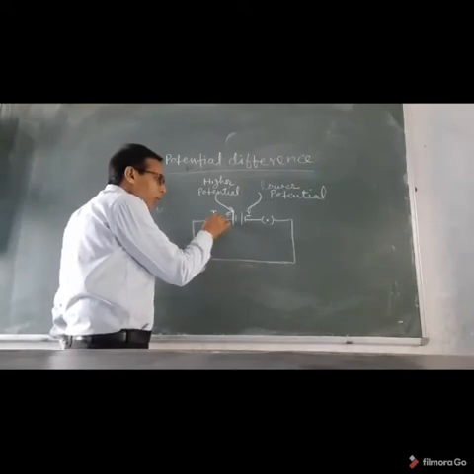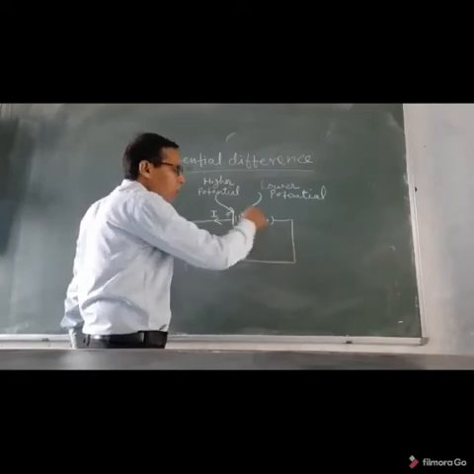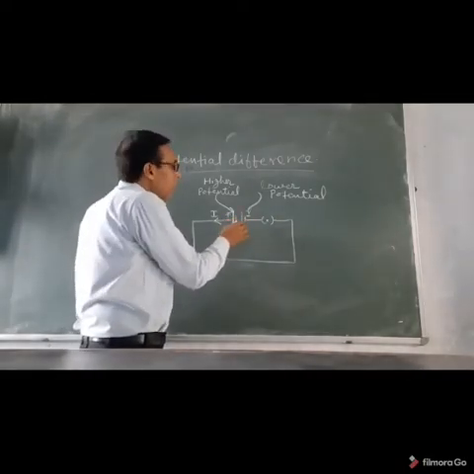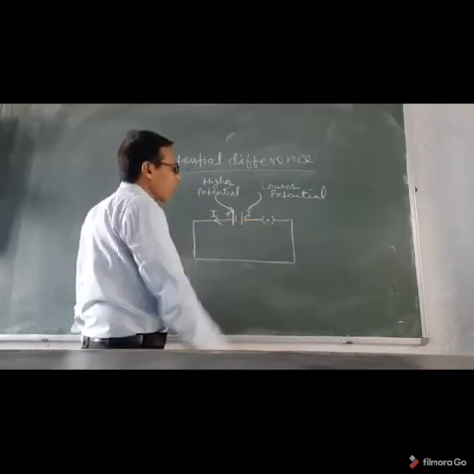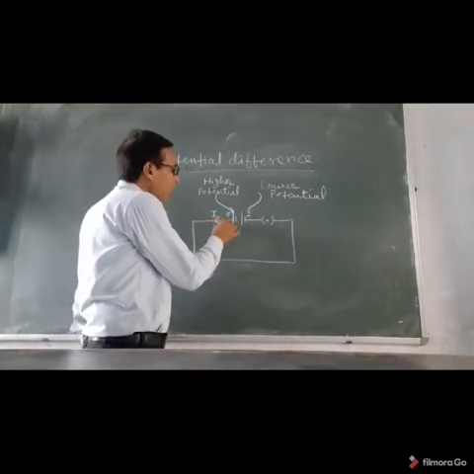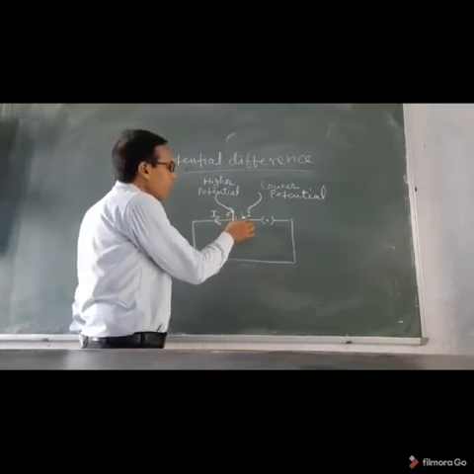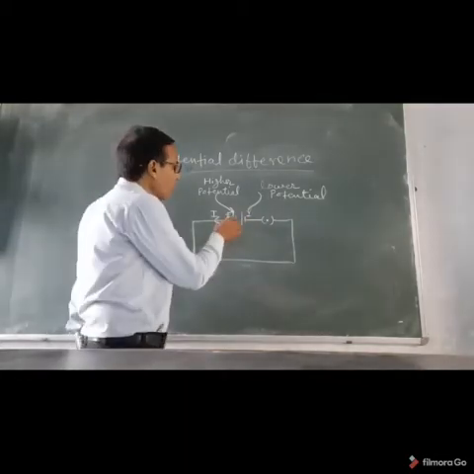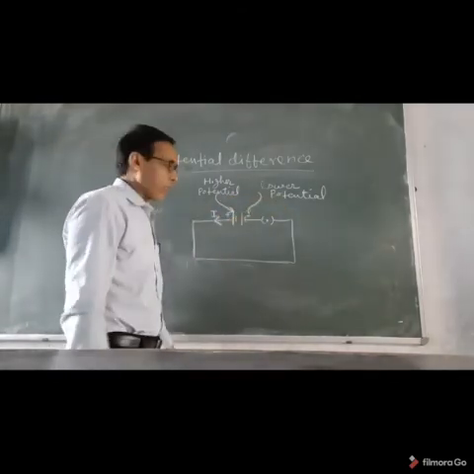Current always flows from higher potential to lower potential till the potential at both the terminals becomes the same. The flow of current in the circuit stops when the potential at the two terminals is the same. Current flows through the circuit as long as the potential difference is maintained.